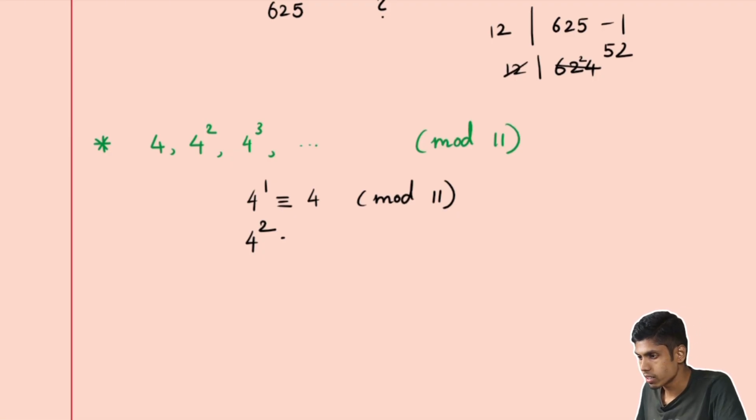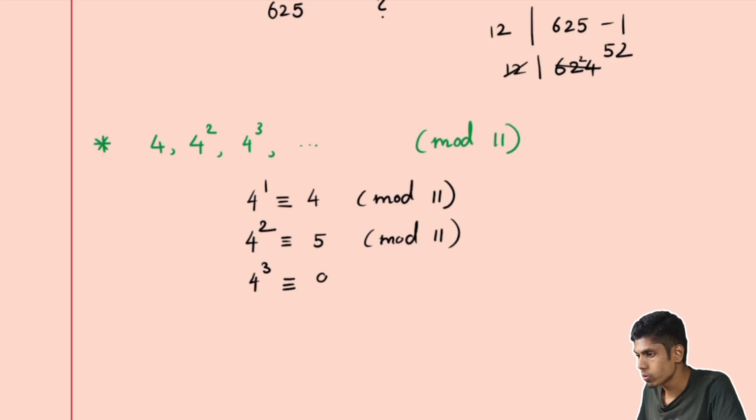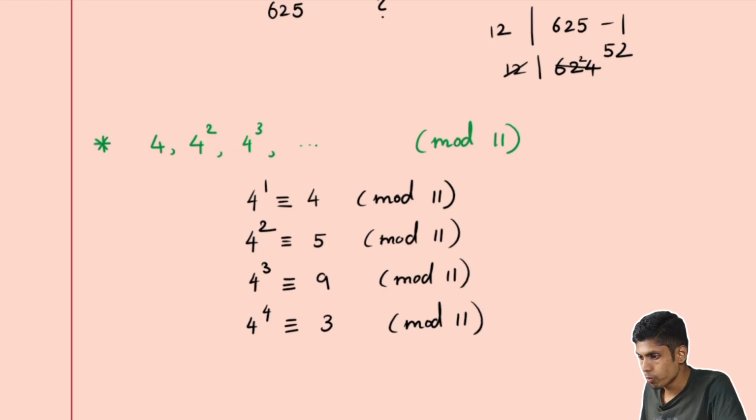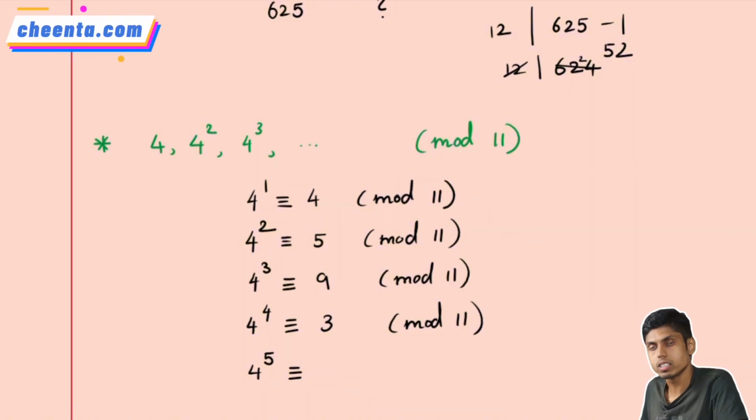4 square, which is 16, is congruent to 5 mod 11. 4 cube, that is 64, is congruent to 9 mod 11. 4 power 4, which is 256, and that is congruent to 3 mod 11. And 4 power 5, you can compute that, it would be congruent to 3 times 4. So I can also multiply the remainder of 4 power 4 with 4, instead of directly multiplying 4 power 4 with 4. So that gives us 12, which in turn is congruent to 1 mod 11.